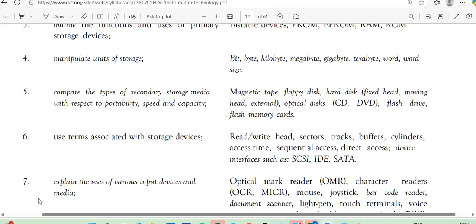Sectors are small divisions of a hard disk drive storage space. They are typically 512 bytes in size and are used to store data. Sectors are organized into tracks and cylinders.